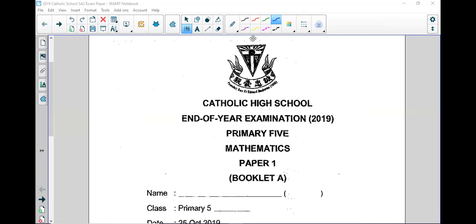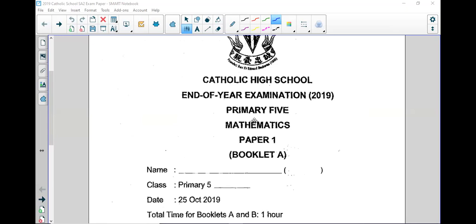Quite normal to many schools. It won't be very hard, neither is it very easy. It's a very fair paper. Which means that if you never study, you'll be hard lah. If you never study, never practice, then you'll be hard.